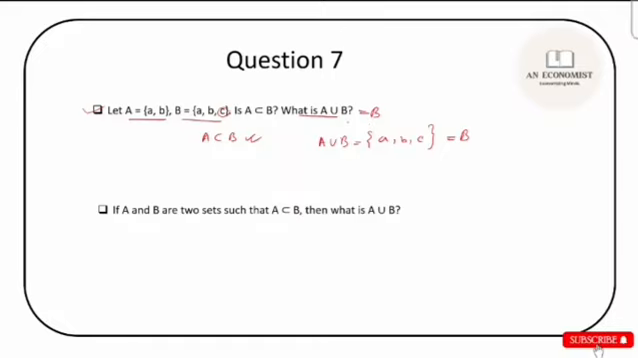This question can be formulated in another way: if A and B are two sets such that A is a proper subset of B, then what will be A union B? A union B will be simply B, right?